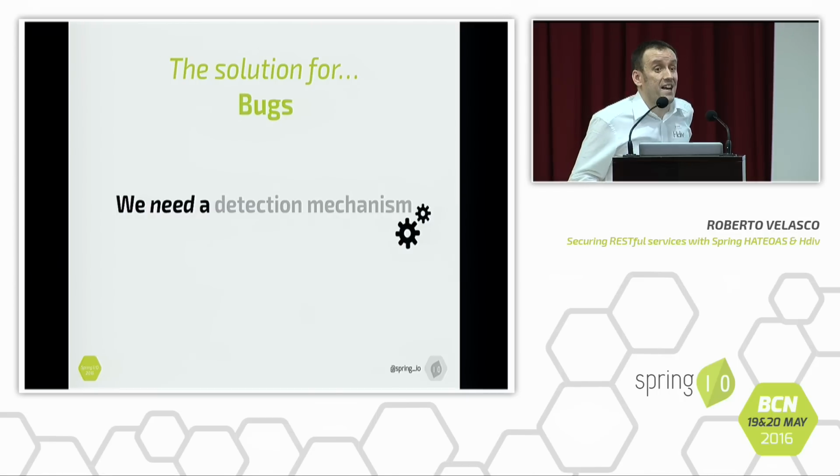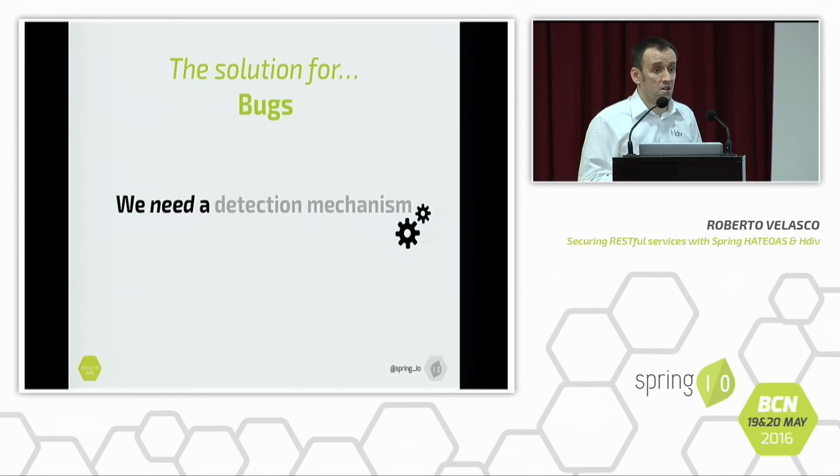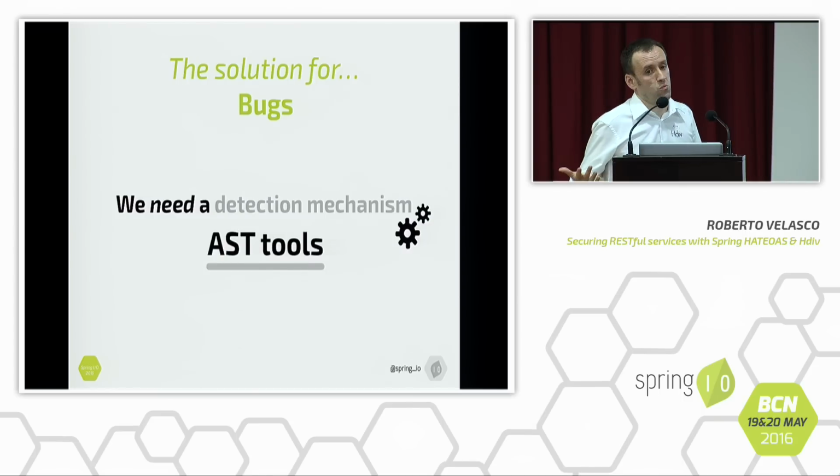Regarding bugs, we have said that we need some detection mechanism. Frameworks are improving. They are solving some of the bugs, but not all of them. So I think it's a good approach to have some detection mechanism to detect the issues. We can use some AST tool, such as we have mentioned.